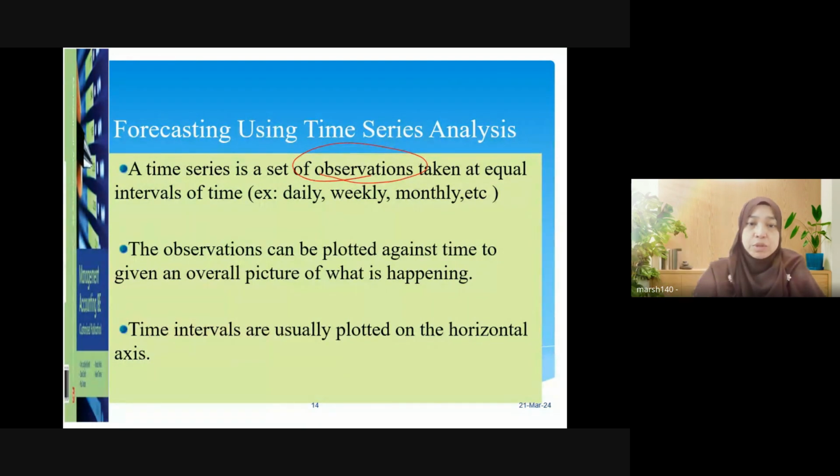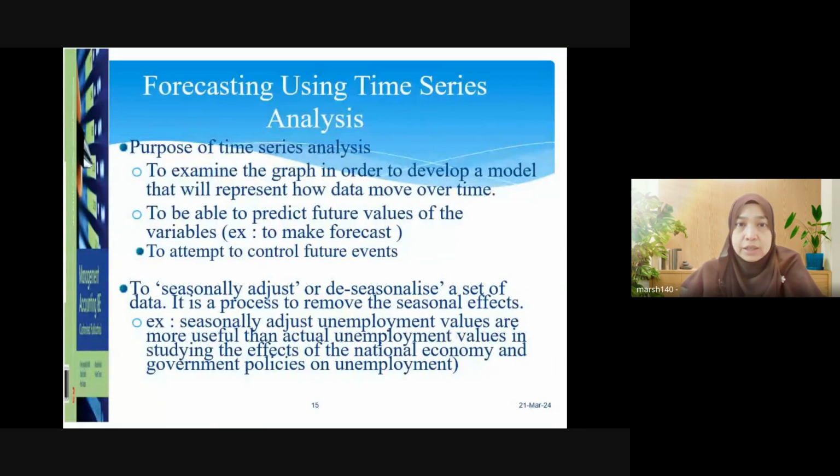The observations can be plotted against time to give an overall picture of what is happening. So time intervals are usually plotted on the horizontal axis. So for time series analysis, actually we look at the theory only.